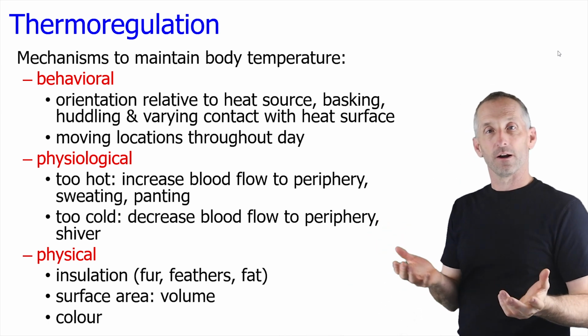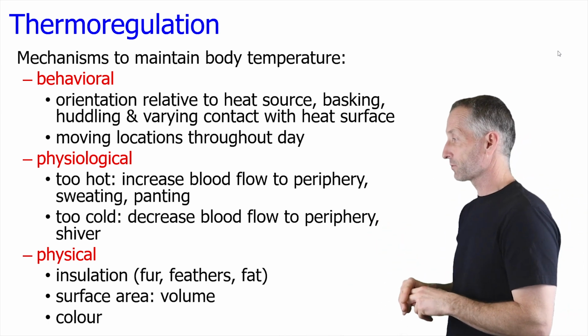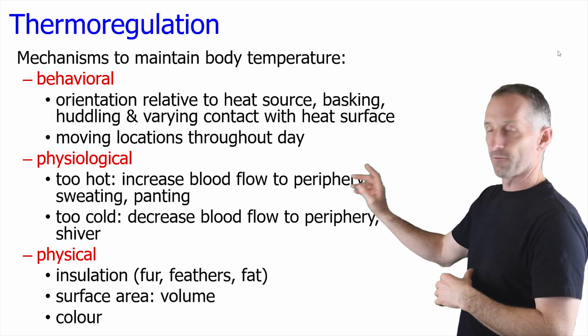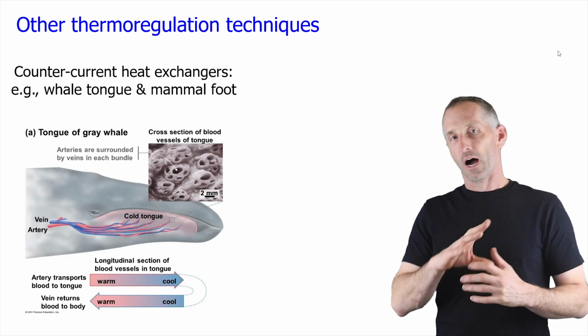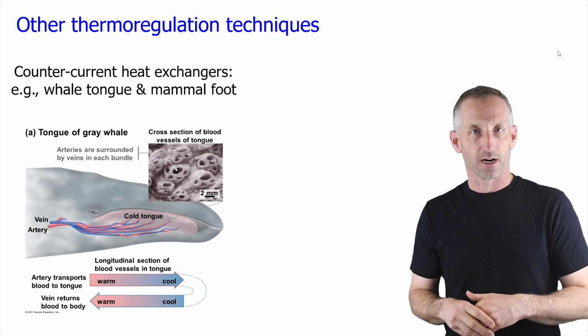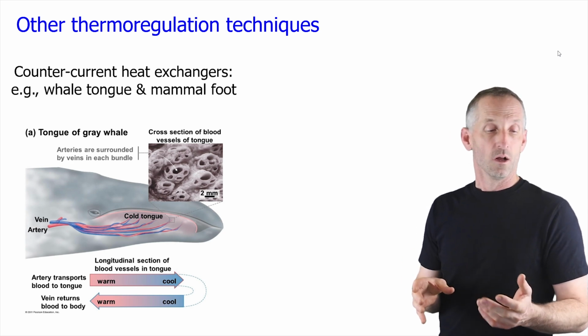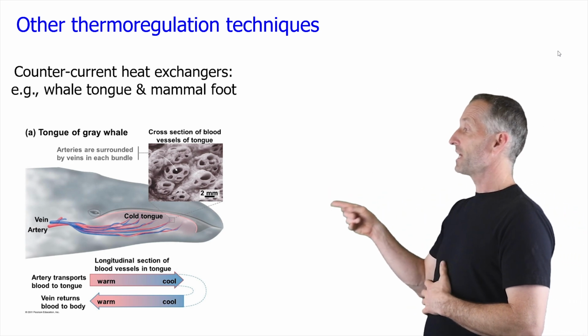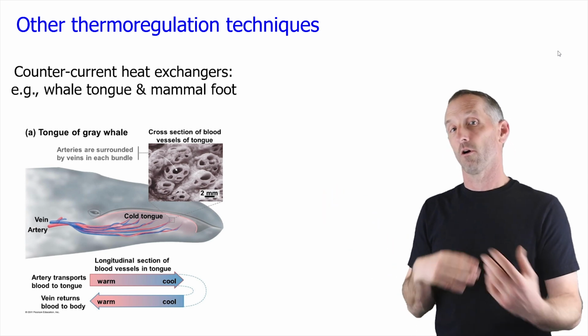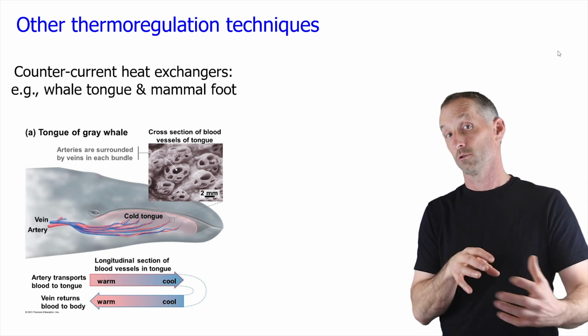And of course, you have a variety of ways of physical thermoregulation as well, including insulation, such as fur or feathers or fat. Just as an aside, there are other thermoregulatory things that organisms do. For example, the countercurrent heat exchanges that I was telling you about earlier are important for mammals to basically not lose too much heat.